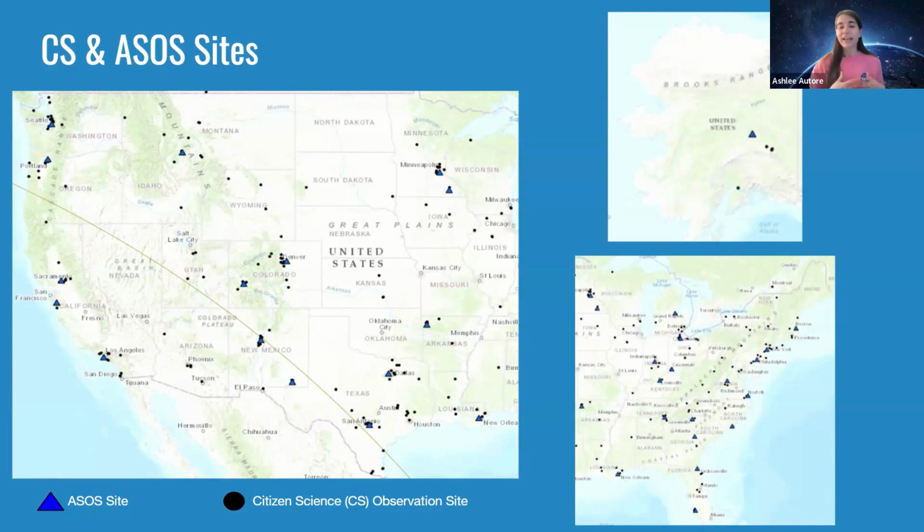So typically ASOS, which are automated surface observatory systems, those are most likely at airports. They're weather stations that are looking up at the sky and telling us what they see. So I have a good spread of citizen science observation sites, and I tried to choose ASOS sites that were in locations near a good amount of citizen science observations. That way I could compare them and see what was in agreement, what wasn't.